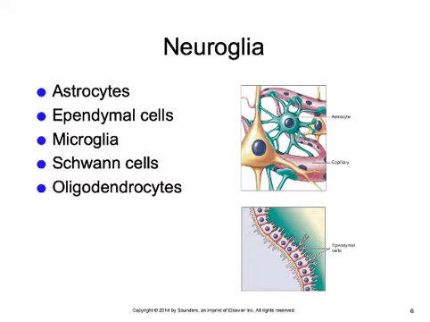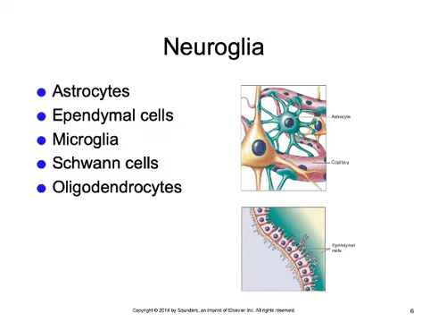Now, not all neurons are myelinated. Okay, some neurons in the central and the peripheral nervous system have little to no myelination, but they still have insulation and protection from connective tissue that surrounds and binds them together.